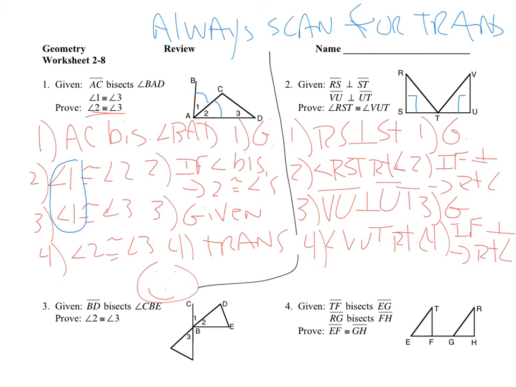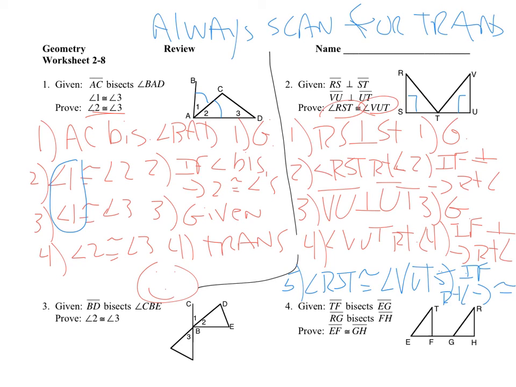Well, VUT and RST happen to be the proof, so we can go right to the proof and finish this off with angle RST congruent to angle VUT. And the reason will be if right angles, then congruent. And that's smiley face on that one. And we're done. So, always scan for transitive.